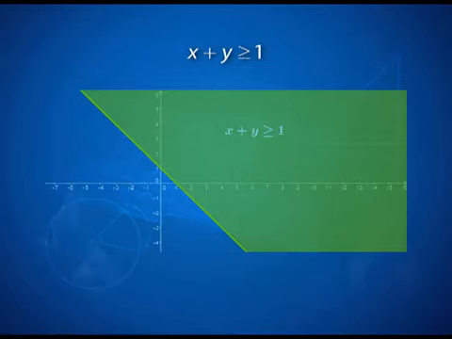Similarly, x plus y greater than or equal to 1. We plot the line x plus y is equal to 1 and then shade the required portion by substituting any point, say 0, 0 in the inequality. Left hand side gives us a 0 and right hand side has 1. 0 greater than or equal to 1 is false. Therefore, we shade the opposite part, that is the upper right hand side part of the plane.